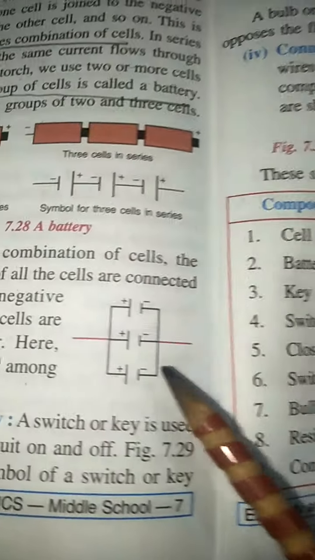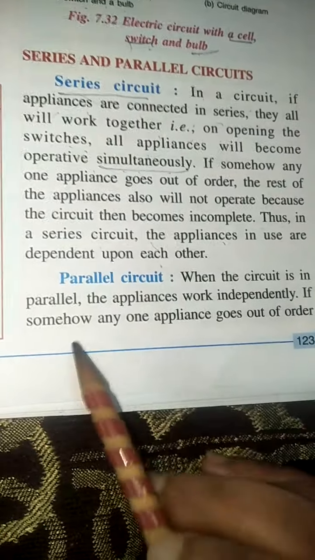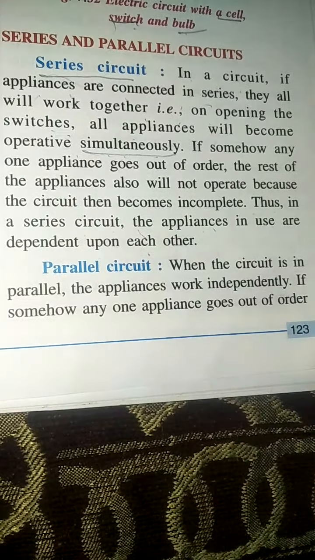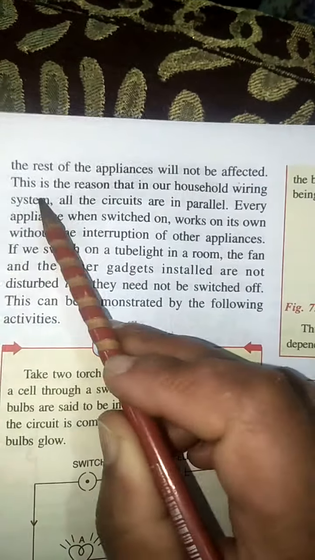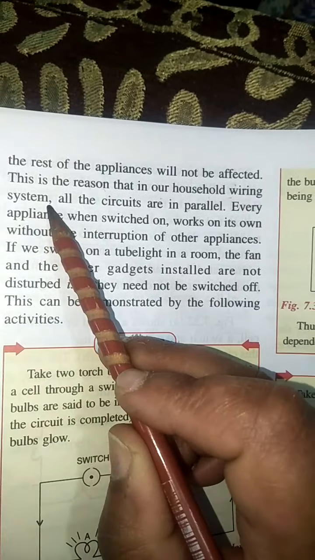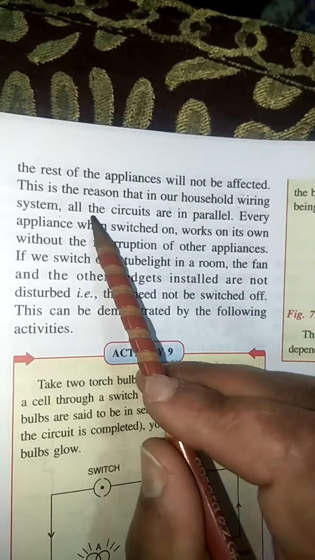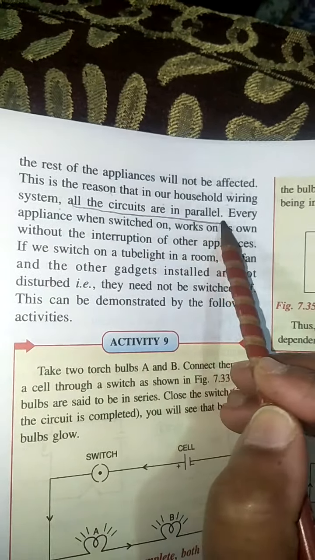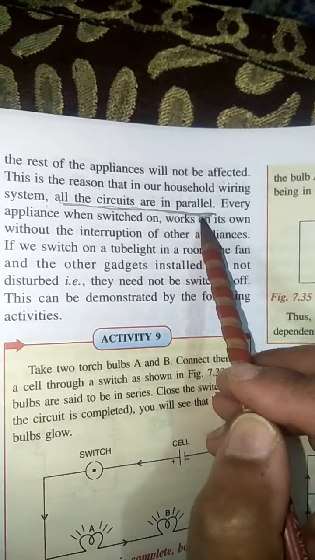Then comes your parallel circuit. We just saw this also here, the parallel circuit. When the circuit is in parallel, the appliances work independently. If somehow any one appliance goes out of order, the rest of the appliances will not be affected. This is the reason, children, that in our household wiring system, in the rooms of our houses, all the circuits are in parallel. So what are the circuits in your house? All of them are in parallel.